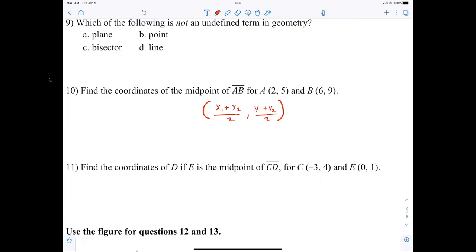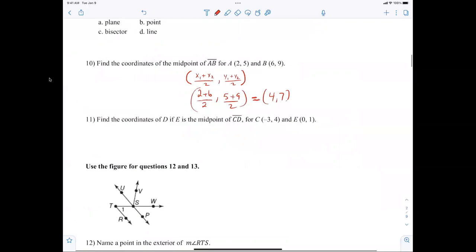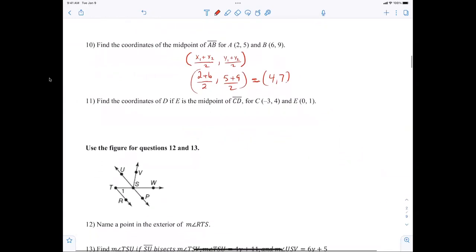So if we add the x's, you get 8. And then you divide it by 2. And the y's, 5 plus 9 divided by 2. So the midpoint is 4, 7. You good with that? All right, any question on midpoint formula? All righty. Anybody else on this page?